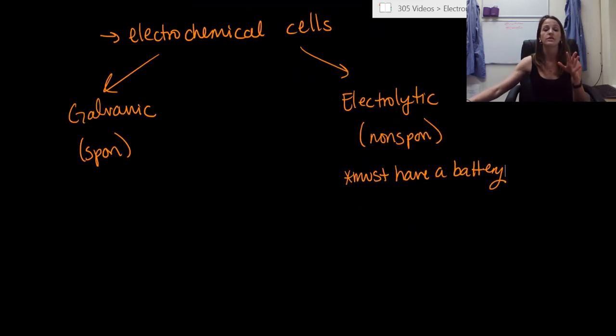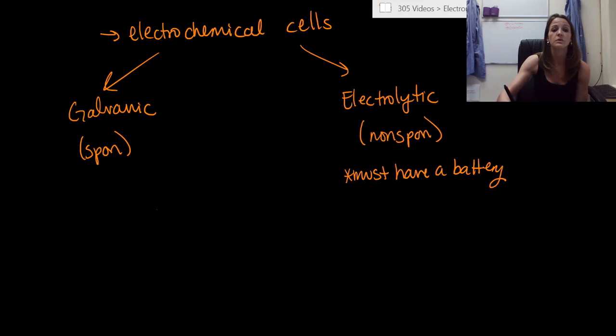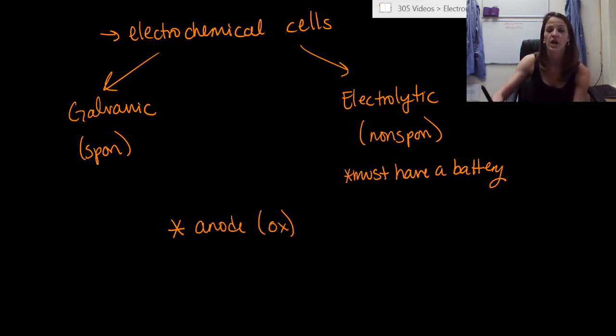All right, so those are our two types of electrochemical cells. Once we were within the electrochemical cells, all this information is always the same, regardless of galvanic or electrolytic. So first things first, your anode is the electrode at which oxidation occurs every time. It doesn't matter if galvanic, doesn't matter electrolytic. Oxidation, anode, always, okay?